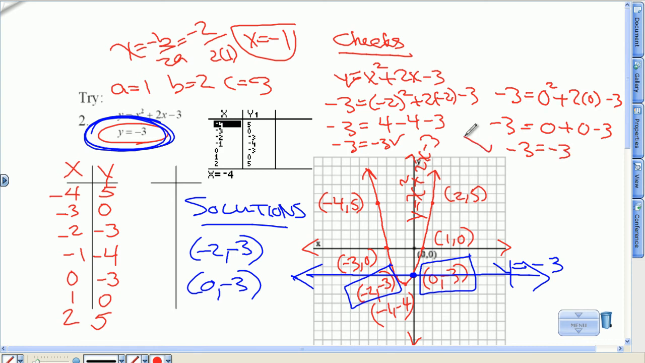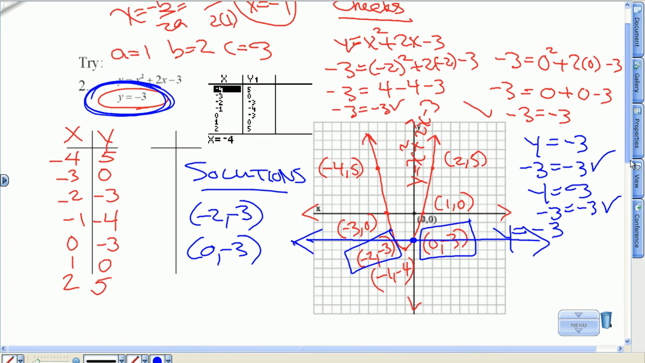Now I have to graph the equation y equals negative 3. So y equals negative 3. It's very easy to check. Negative 2, negative 3 is one of my solutions, so take negative 3 for y. Look how fast that checks. And then I got y equals negative 3 again, and for the other point, negative 3 equals negative 3, and that checks as well. So there's your 4 checks, and they're worth points.